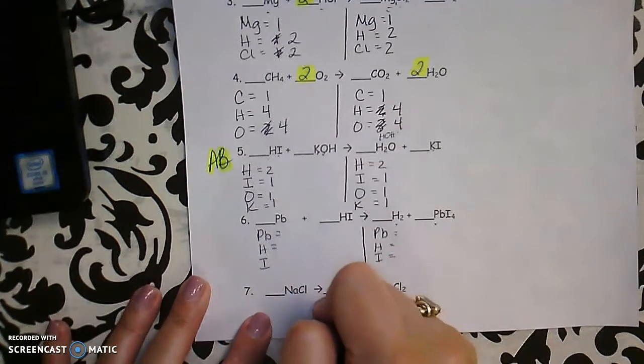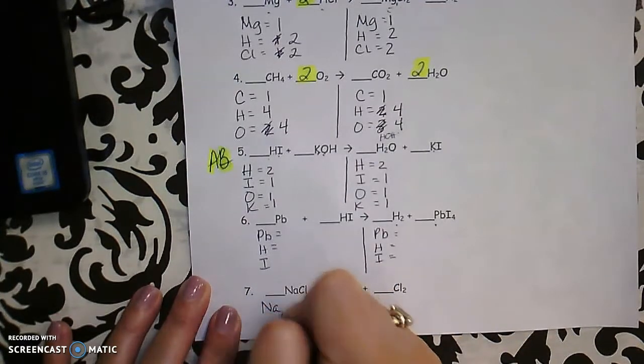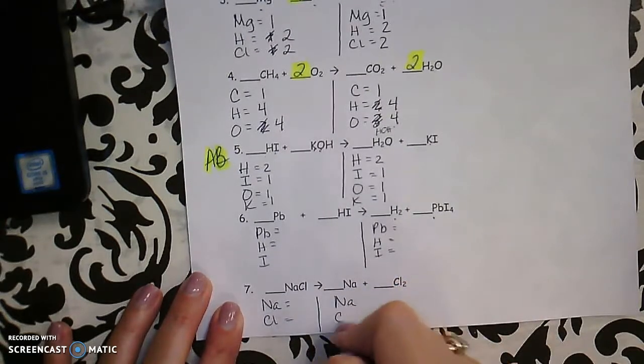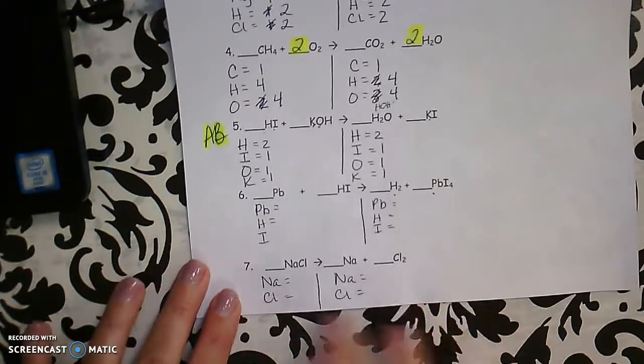You'll do the same thing here. NaCl. See if it's balanced, and then put your numbers in your coefficients to see if it's balanced.